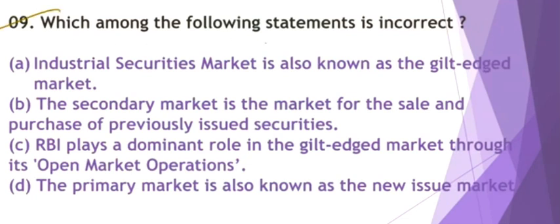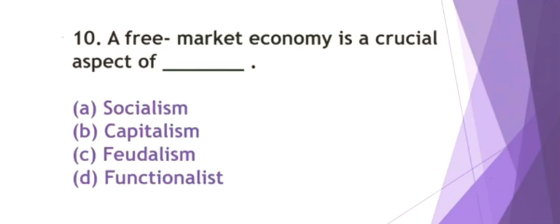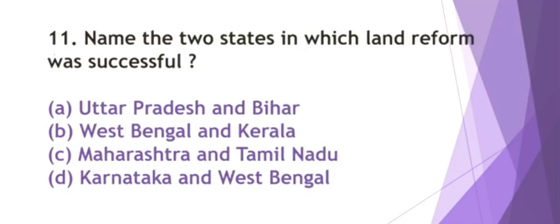Question number 9. Which among the following statements is incorrect? Option number A, industrial securities market is also known as the gilt-edged market, is not correct. So the next question. Question number 10. A free market economy is a crucial aspect of? Option number B, capitalism.